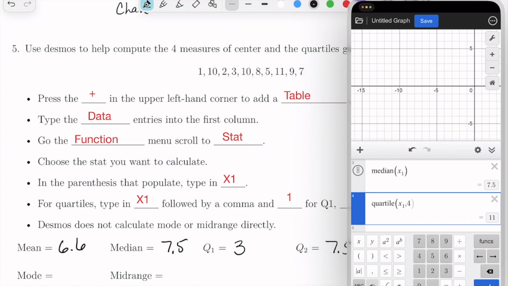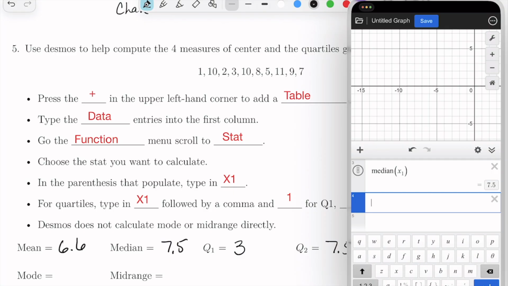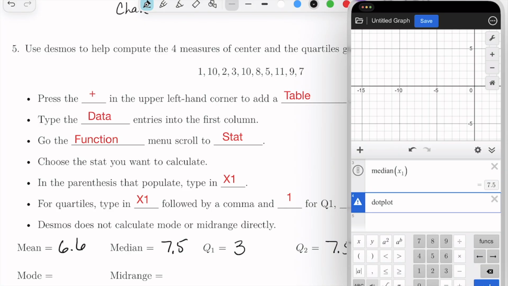The mode, Desmos doesn't really do the mode very well. There are some ways that you could go about doing this. One way that I'll just show you real quick is something a student showed me earlier. I could do dot plot, and let's see if I can get this to work here. There we go. Sorry, I got that typed in quick. Dot plot X1. So now I've made a dot plot.